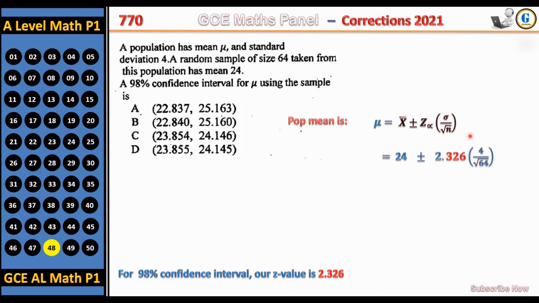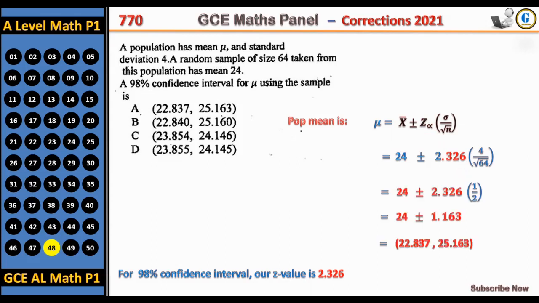We have a sample of 64, we have a standard deviation of 4, and our Z value is 2.326 at the 98% level, and our sample mean is 24. So when we simplify, we have 22.837, 25.163. Our key here is A.